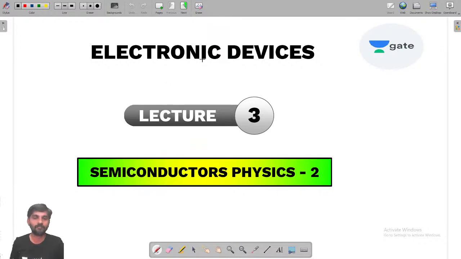Okay, we are discussing a subject for the GATE examination called electronic devices, and this is lecture number 3. That is the second part of semiconductor physics, which is the major topic for electronic devices.